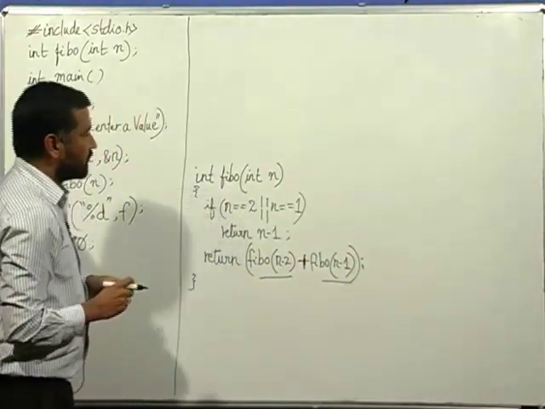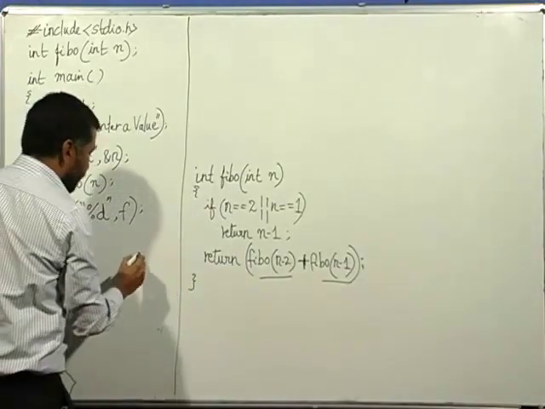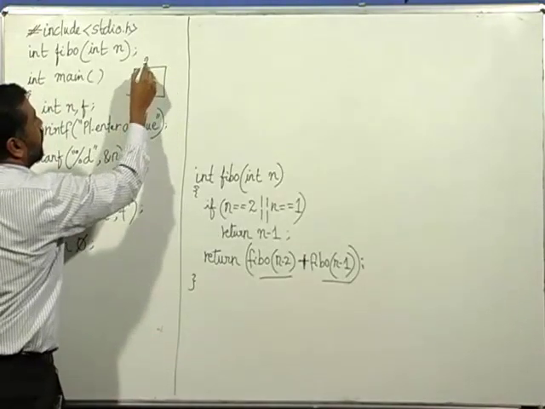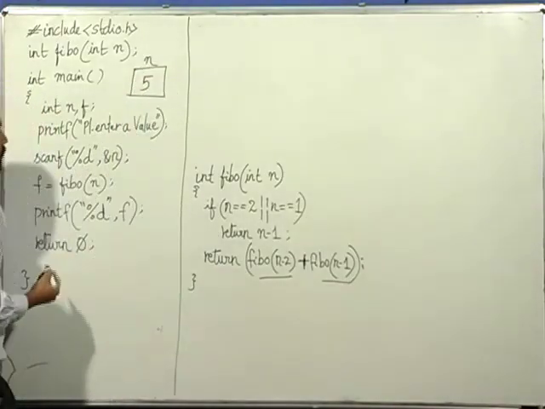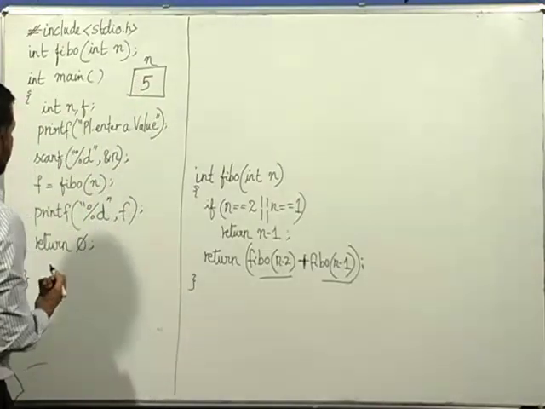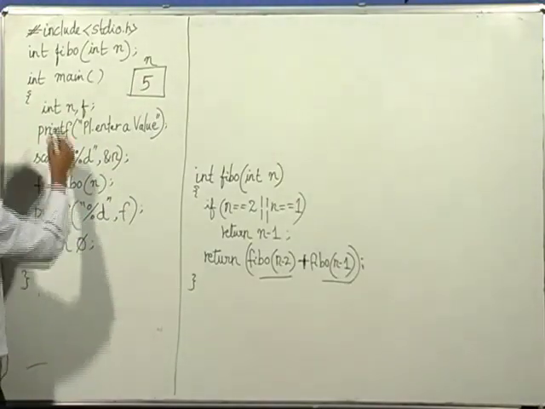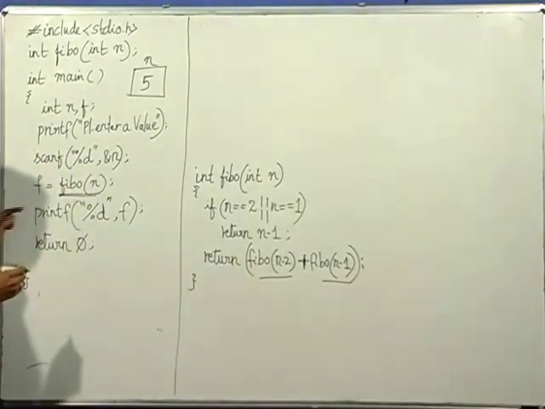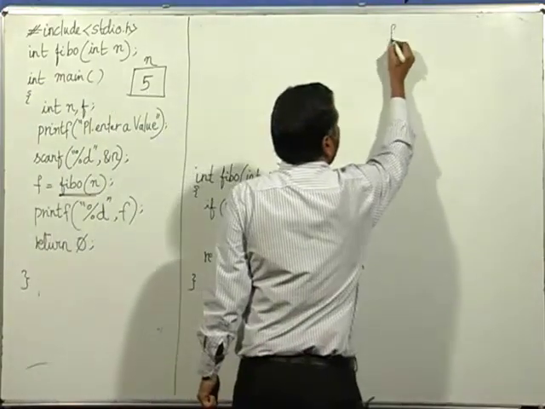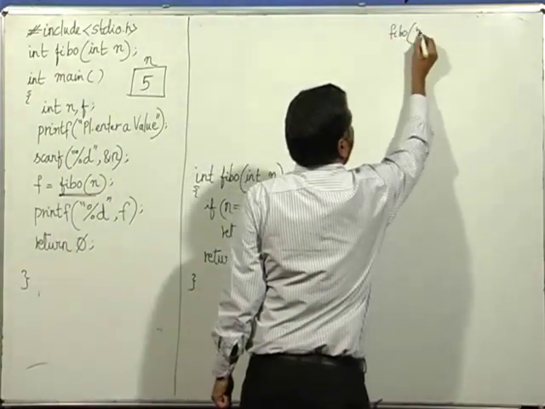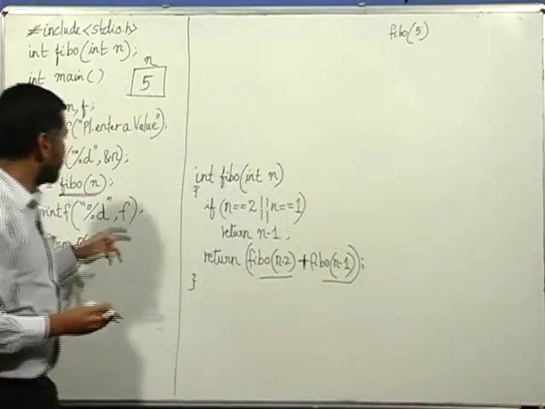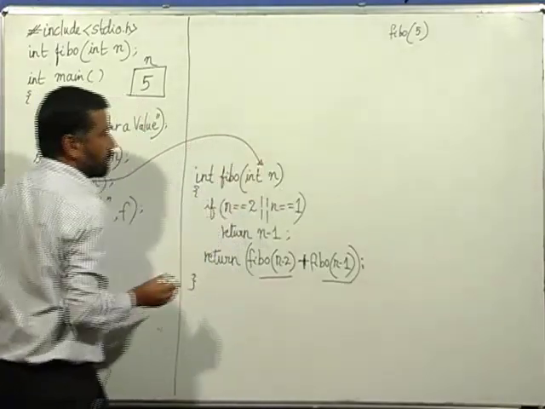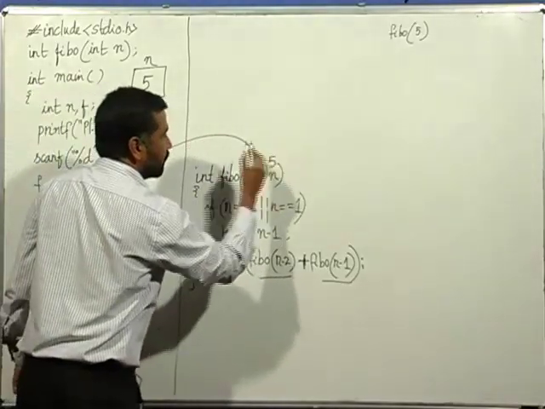So now let us take one example of value 5. Let us say the value of n, that is input, is 5. So the main function receives the value 5 into n, and in the main function this function call is made. So what is the first function call? Let us refer to it as Fibo of 5, which is n basically. So that will make the control jump here, and n will be equal to 5.